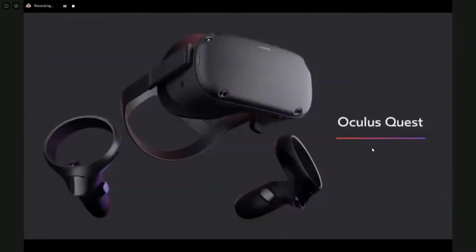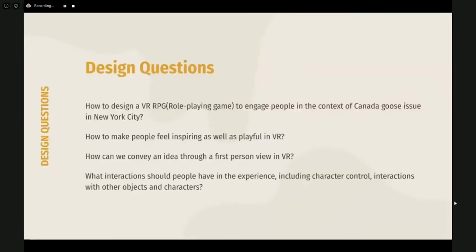Because I was interested in immersive technologies, I wondered if I could use an Oculus Quest as my platform. So in the context of the Canada Goose, here come the design questions. How can we convey the idea in VR? How to make people feel inspired as well as playful in VR? What interactions should people have in the experience? These questions are what this project is trying to explore.